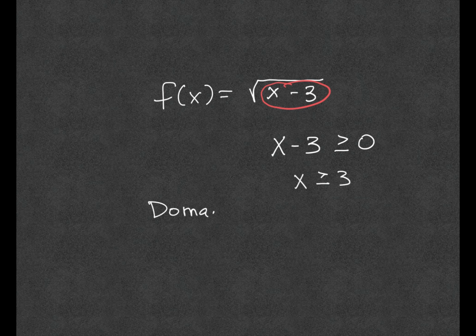So domain, x greater than or equal to 3. So what's the smallest value it can be? It can be 3, bracket 3. It can be greater than 3, anything greater than 3.